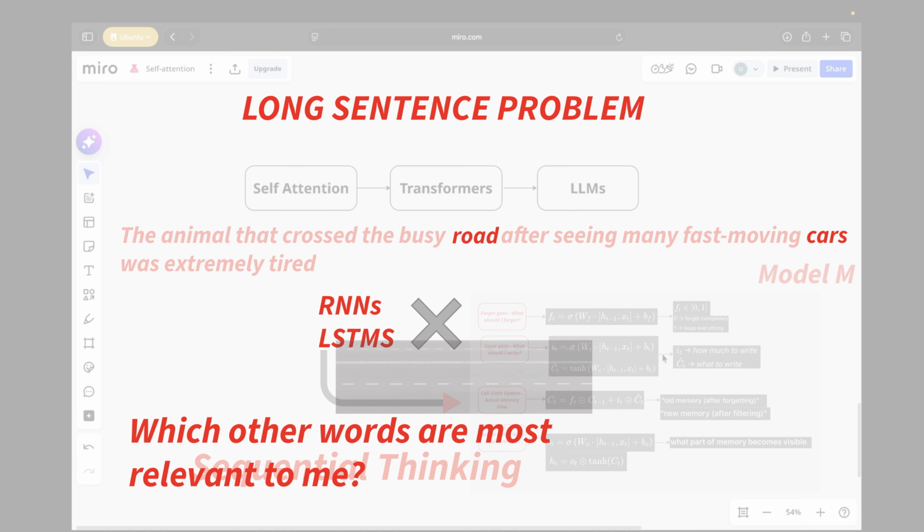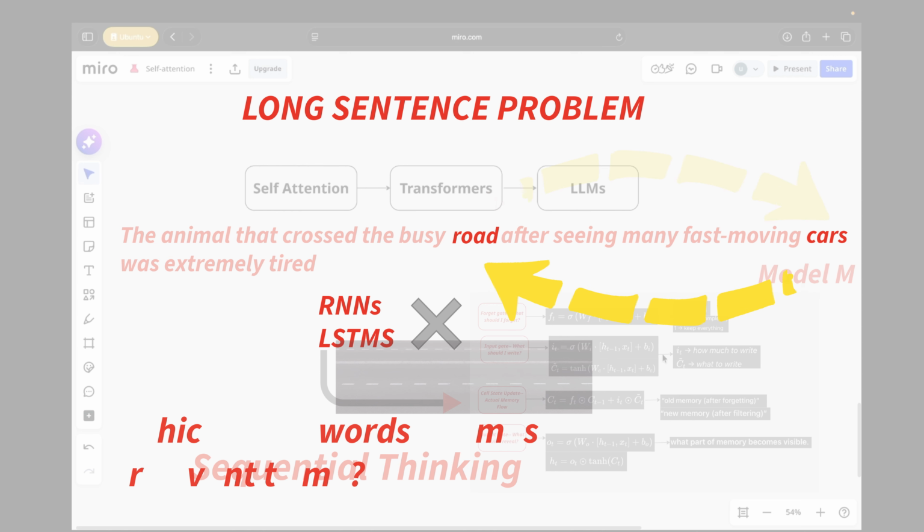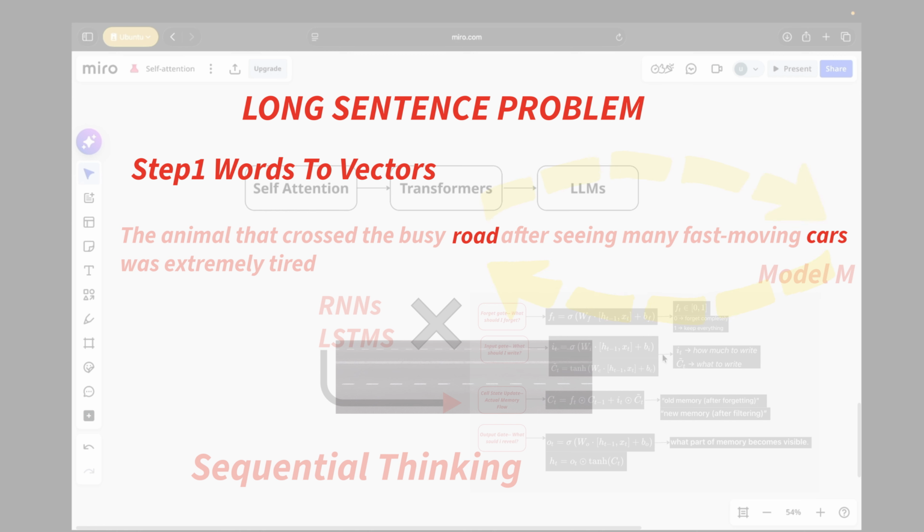So let's understand this in 6 steps. We will try and break it down as much as possible. The first is words to vectors. First, every word becomes a vector, a list of numbers capturing meaning. Words like road and cars end up with similar vectors because they appear in similar contexts.